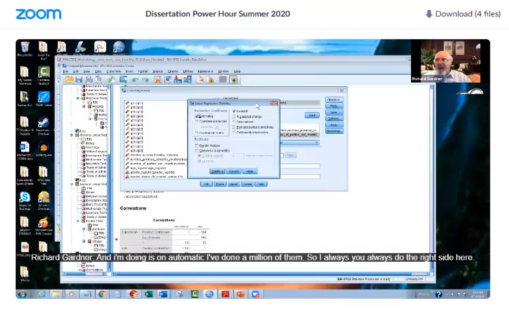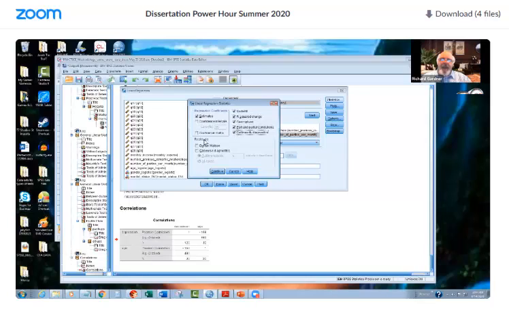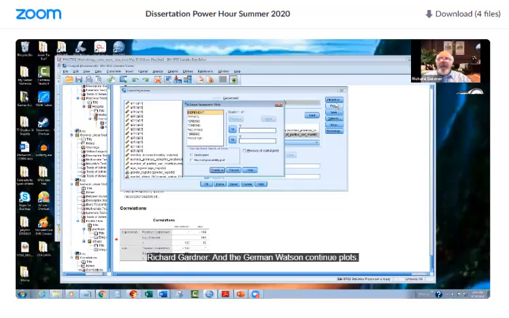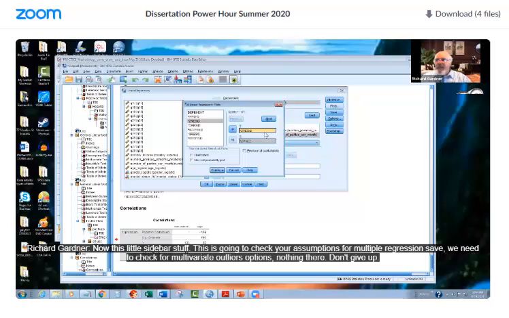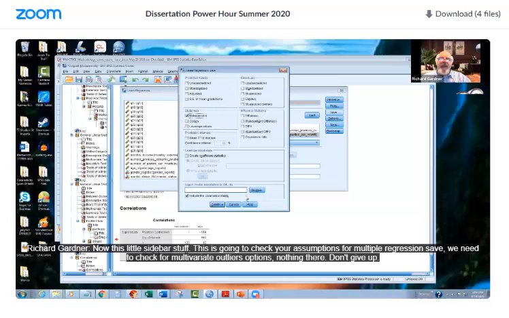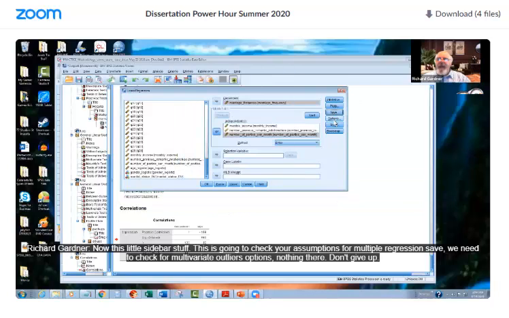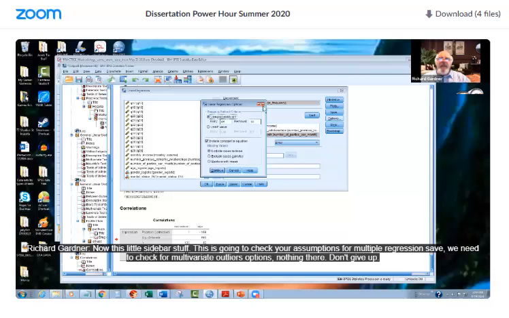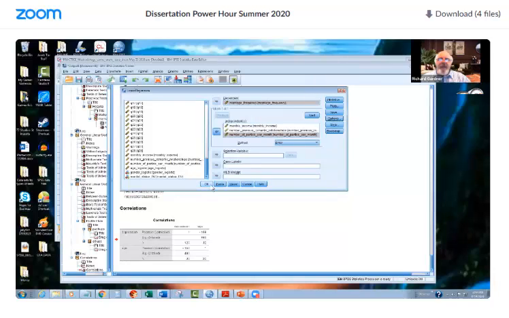Okay, we go to statistics. And I'm doing this on automatic. I've done a million of them. So you always do the right side here. And the Durbin-Watson. Continue. Plots. Now all this little sidebar stuff, this is going to check your assumptions for multiple regression. Save. We need to check for multivariate outliers. Options, no, nothing there. Don't care about this.